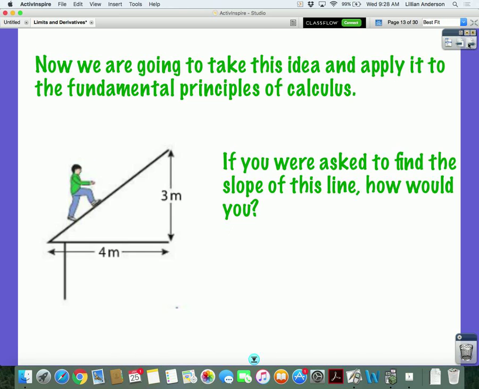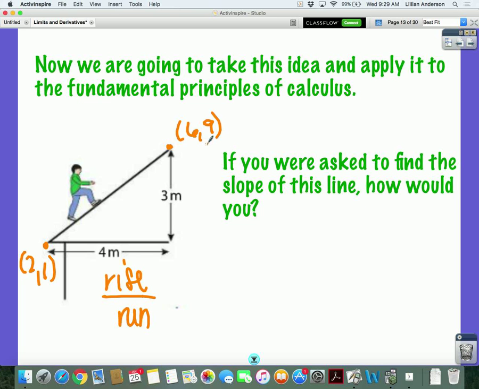All right, so we're going to take this idea of a limit and how to go about evaluating it for a function as it approaches a particular number, and we're going to apply it to the fundamental principle of calculus. Now, if you were asked to find the slope of this line, how would you do that? Rise over run, right? That is what the slope is. But if I gave you 2 coordinates that represented the endpoints of this guy's walk, let's say this was 2, 1, and this was 6, 9, what would you do then?